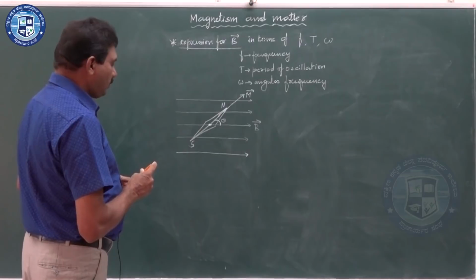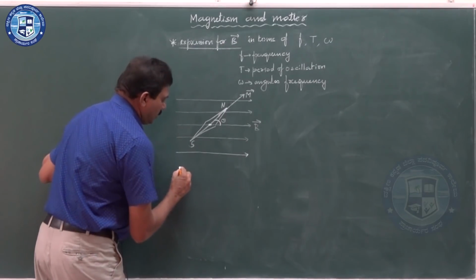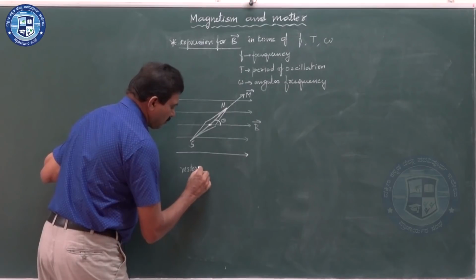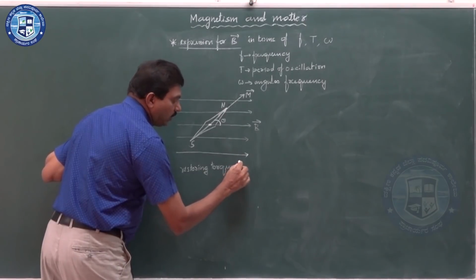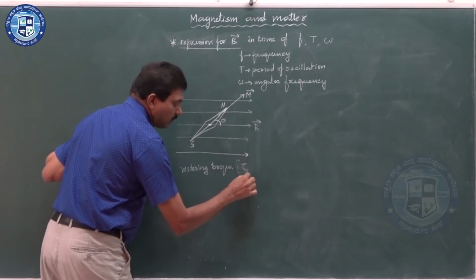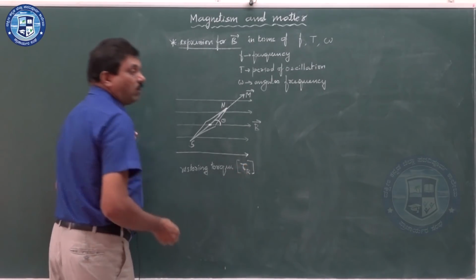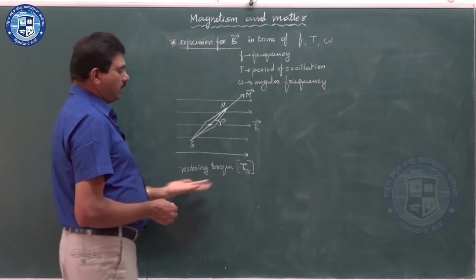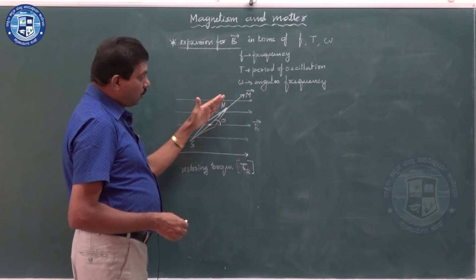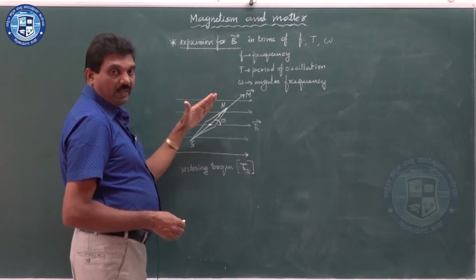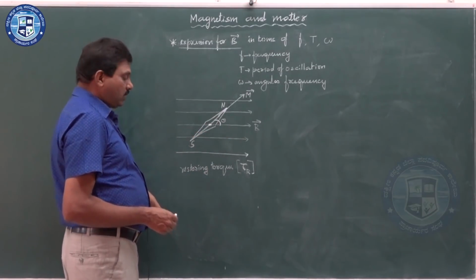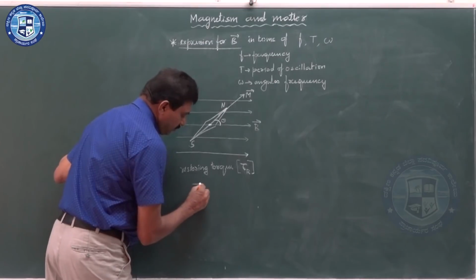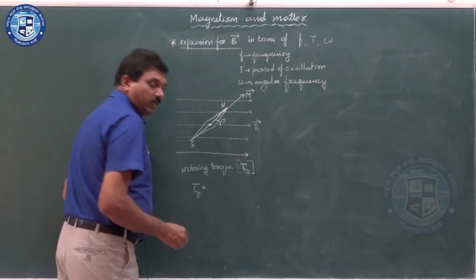Now, the restoring torque, I am considering it with the symbol tau. Restoring torque means it is the torque which is trying to restore the needle in the direction of magnetic field. Restore the needle in the direction of magnetic field, that is restoring torque. The restoring torque is given by the relation.